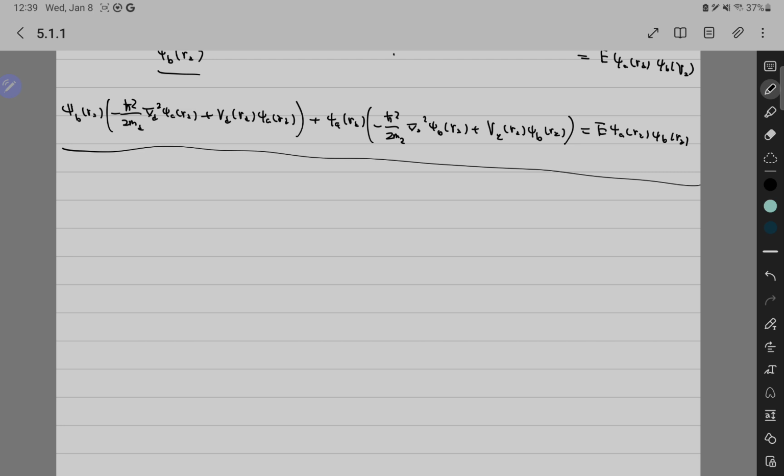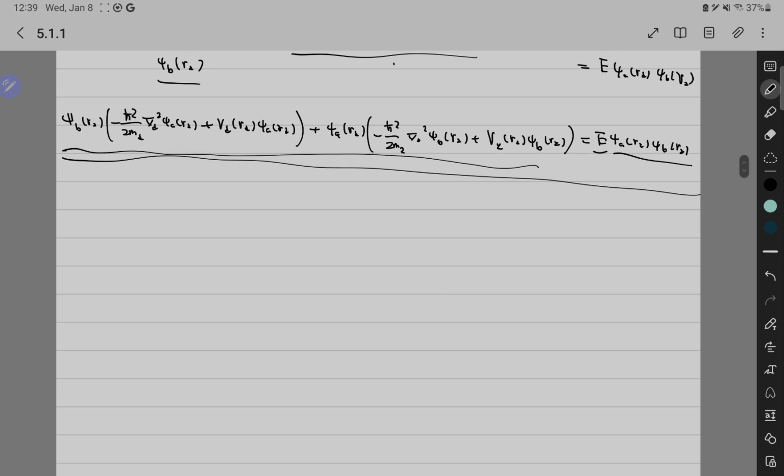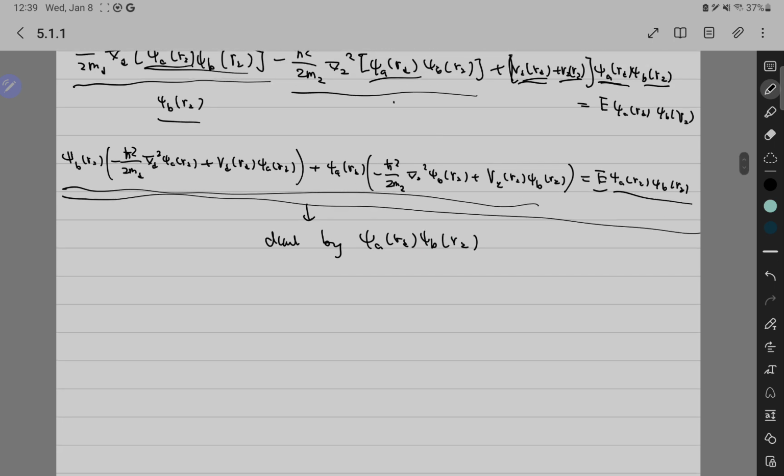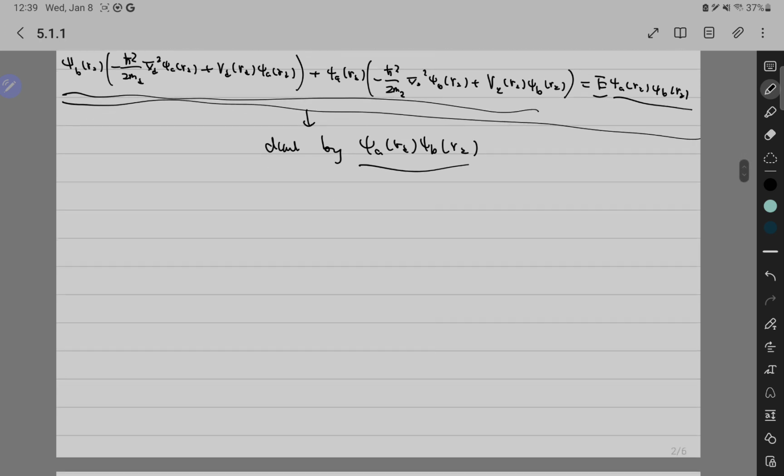So we can do a separation of variables here. If I were to ask you, if we want to isolate this energy E, what do we do to our situation? Well, we divide this whole equation by phi A(R1) phi B(R2), right? So you can pause the video and do this calculation yourself, but when you divide this whole equation by phi A(R1) phi B(R2), you obtain the following expression.